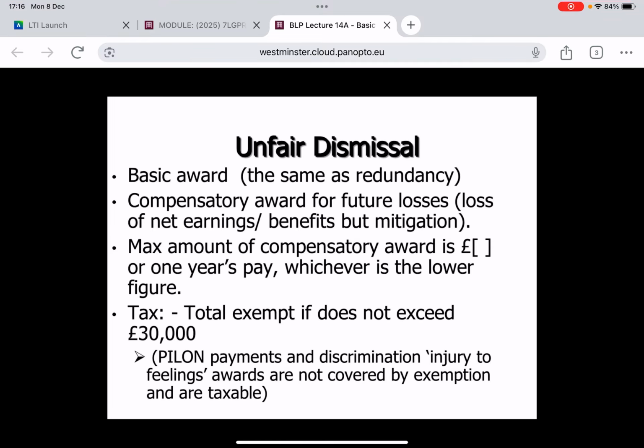The final point on this slide concerns an exception to the general rule that the first £30,000 of a termination payment is tax-free. The exception does not apply if the employment contract includes an express provision for payment of compensation in lieu of notice. This is what is known as a pile-on clause. If there is a pile-on clause, or alternatively a payment for discrimination, an injury to feelings award, then those types of payments are treated as taxable in the hands of the employee. So that's an exception to the usual rule.